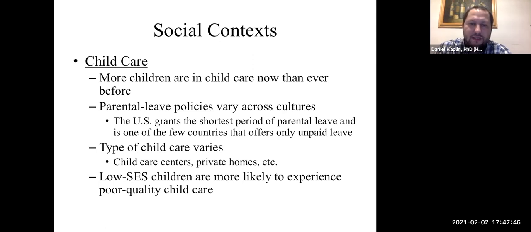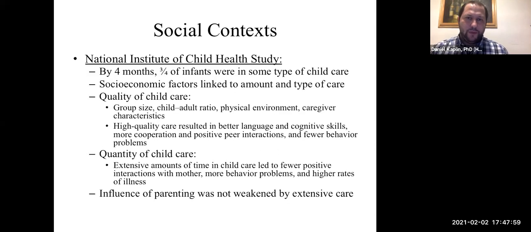daycares, babysitters. And what we tend to see is that socioeconomic status plays a role in childcare as well, insofar as lower socioeconomic status children tend to have poorer experiences in childcare. All right, so when we talk about socioeconomic status, we can look at the group size, ratio, characteristics, and we tend to see lower socioeconomic status have poorer quality and fewer positive interactions in childcare, which is a problem.